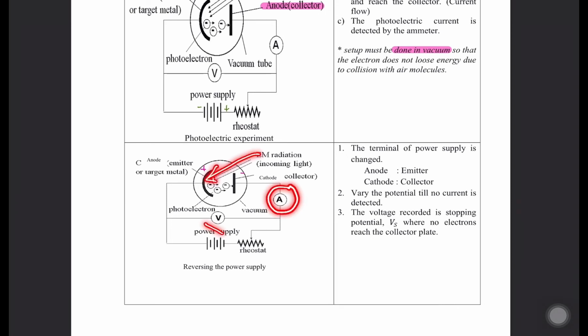Tapi light will still be hitting the emitter lah. Okay, so cahaya constant letak dekat emitter, tetapi kita adjust the power supply sampai tak ada bacaan dekat emitter. Bila tak ada bacaan dekat emitter, maksudnya tak ada current, tak ada elektron yang sampai kepada collector. Okay, so kalau kita kat sini, the first step, we got to reverse the polarity of the power supply. So tadi emitter adalah cathode, sekarang emitter adalah anode. Collector adalah cathode. So we got to vary the potential till no current is detected at the emitter. So the voltage recorded is the stopping potential when there's no electron reaching the collector plate.